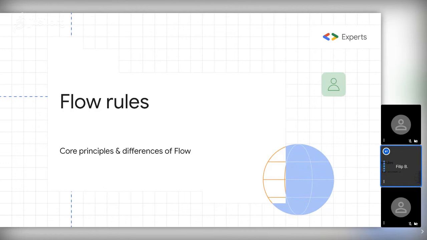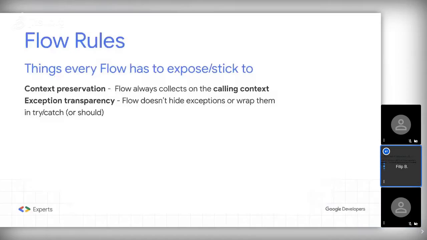But one thing that flow has, which differentiates it from other structures, is that it has a few rules to follow. And these rules are context preservation and exception transparency. Context preservation basically means that when you call collect on a flow and try to collect values, you have to preserve the context of that flow, or of that parent, to be exact. So you can't really do what you would in Rx, where you can say any number of times I want to switch the dispatcher.